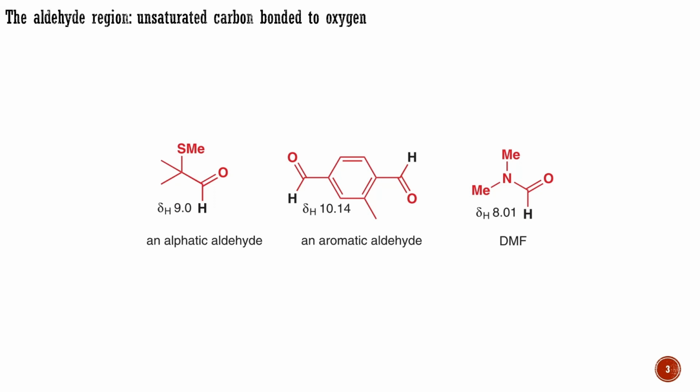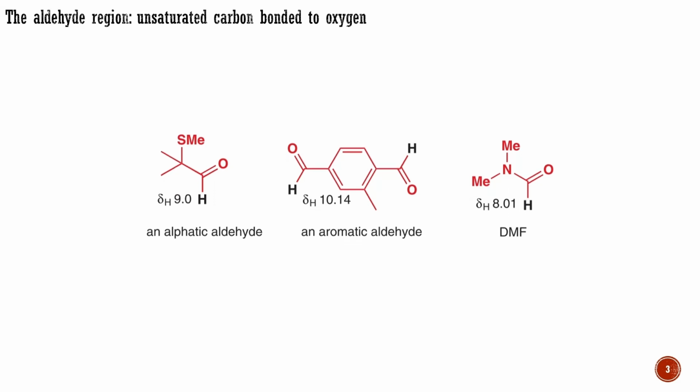Two are just simple aldehydes, aromatic and aliphatic. The third is the solvent dimethylformamide, abbreviated as DMF. The formyl proton of DMF is less deshielded than most, as the amide delocalization that feeds electrons into the carbonyl group provides some extra shielding.